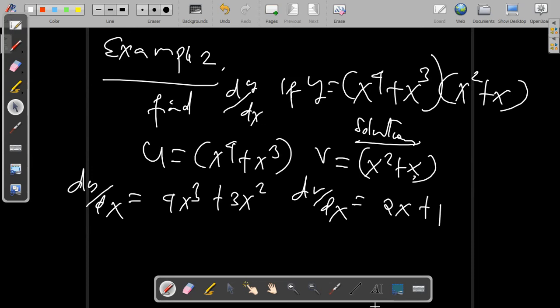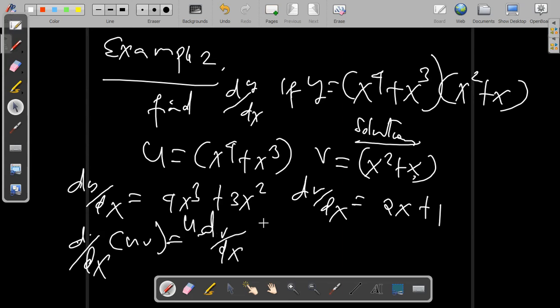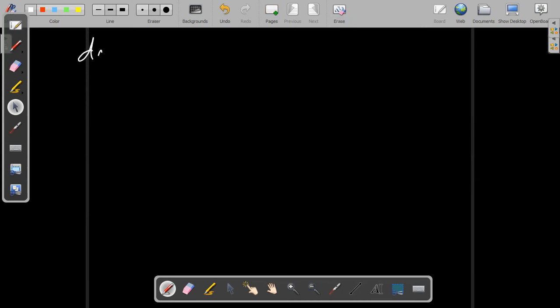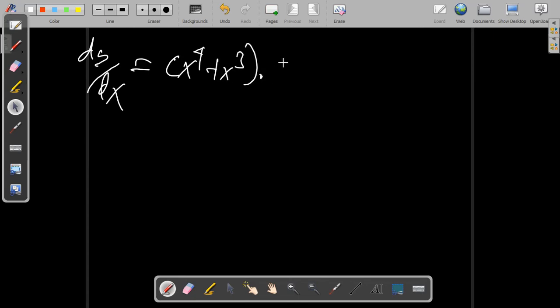So for that case, now we may plug into our formula, that is dy over dx is equal to u dv over dx plus v du over dx. Now when you plug in these figures, dy over dx is equal to u, which is x raised to power 4 plus x raised to power cubic, times dv over dx, that is 2x plus 1.